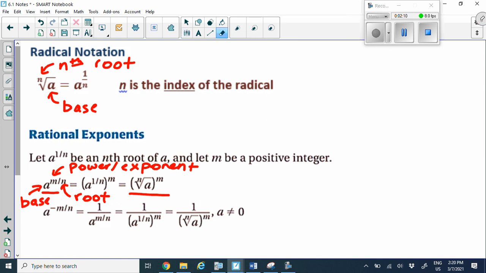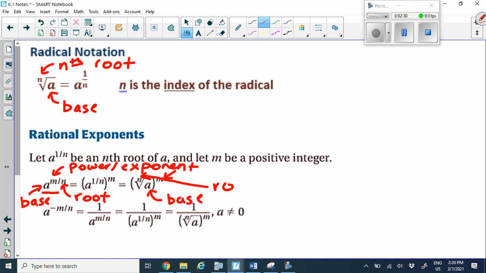So we look here at the radical notation. We have a as our base. We have m as our power or exponent. And then our n, that's going to be our root, okay? So we basically say nth root of a and then say to the m power.